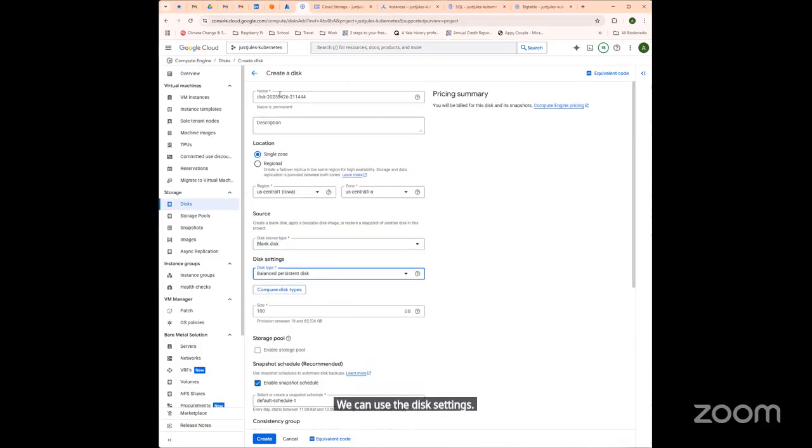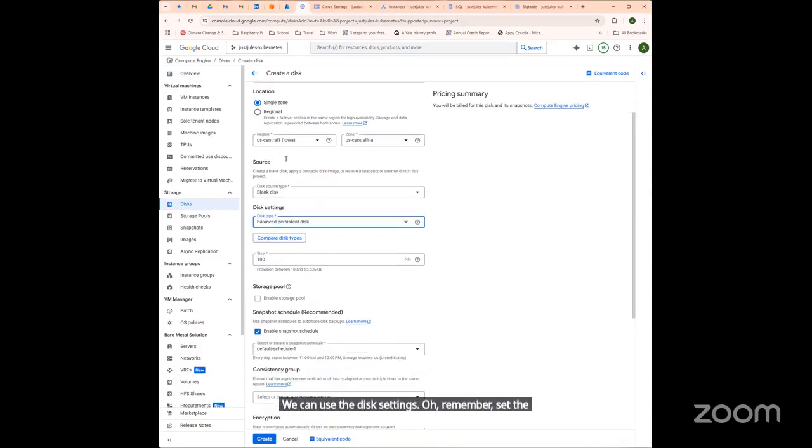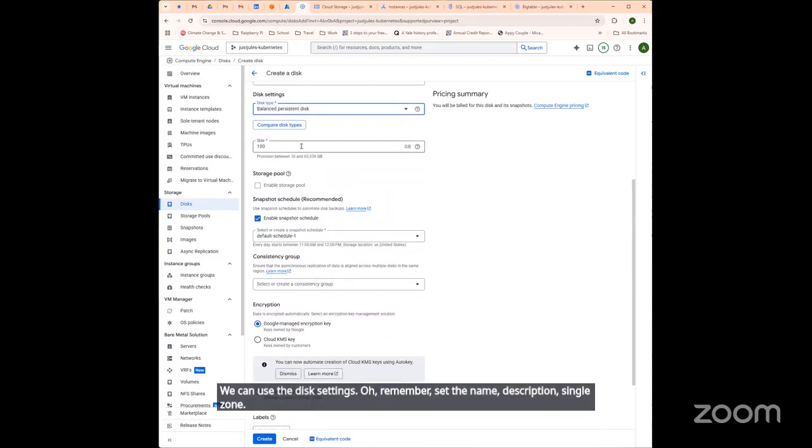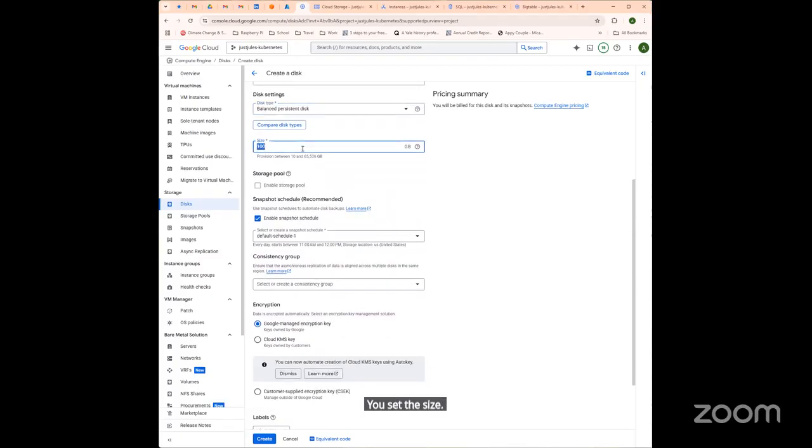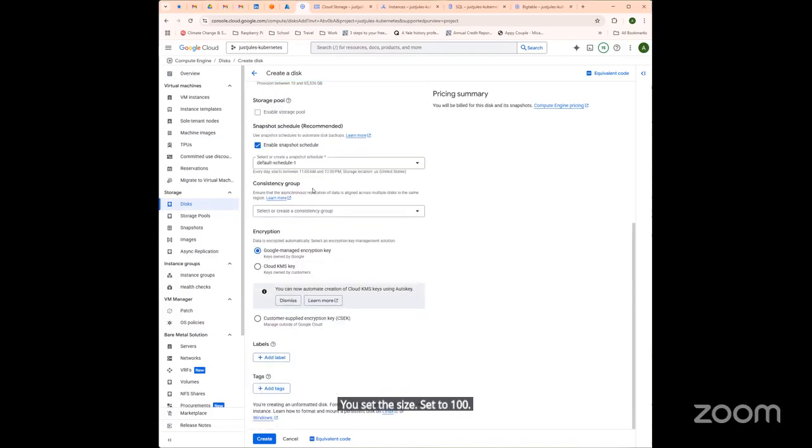Remember, set the name, description, single zone, right? You can set the size. Okay. Set it to 100. And we can set the snapshot schedule, right? Every day.